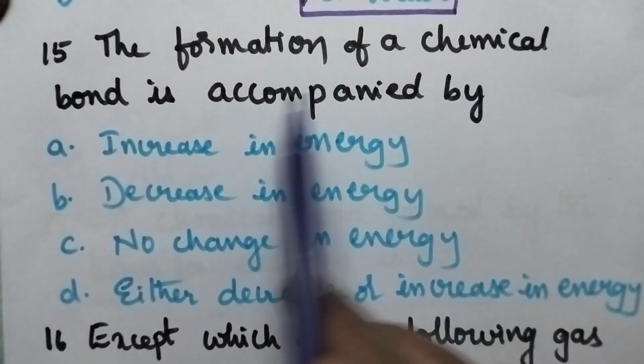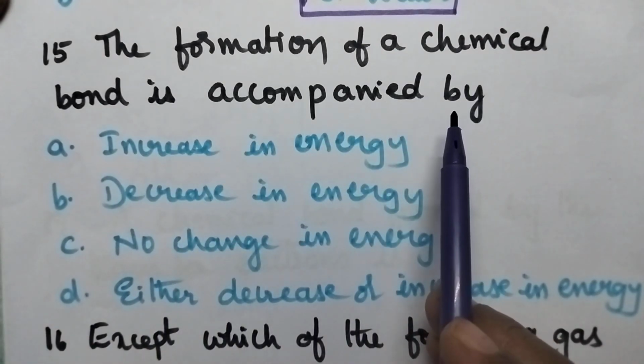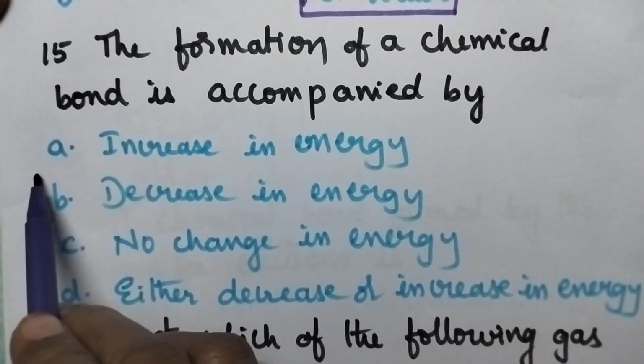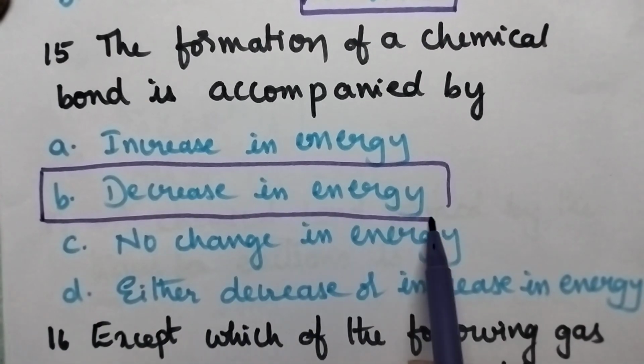The formation of a chemical bond is accompanied by. So always the formation of a chemical bond is accompanied by a decrease in energy. So option B is the right answer.